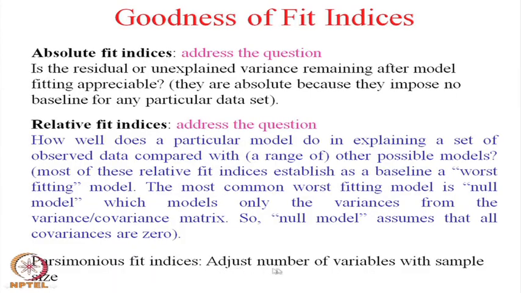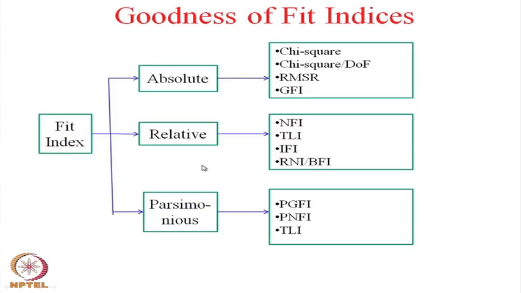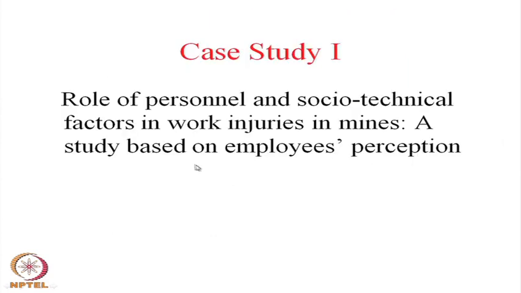Parsimonious fit index is similar to your adjusted R square, where the number of parameters estimated is adjusted. There are different fit indices. I will show you one case here in five minutes of time.